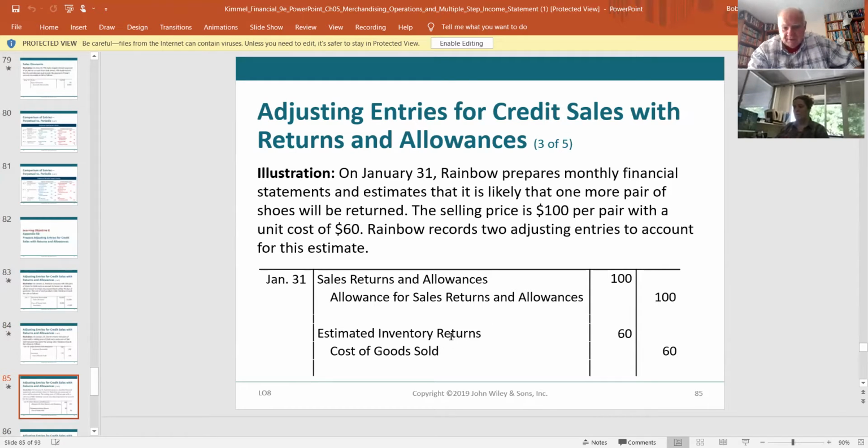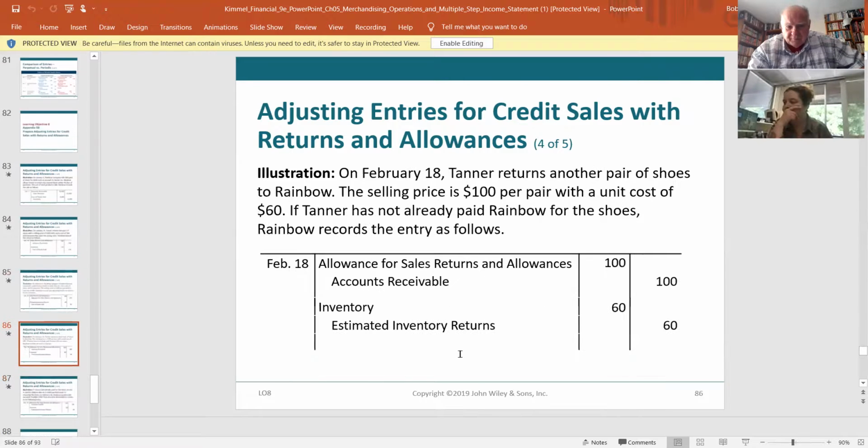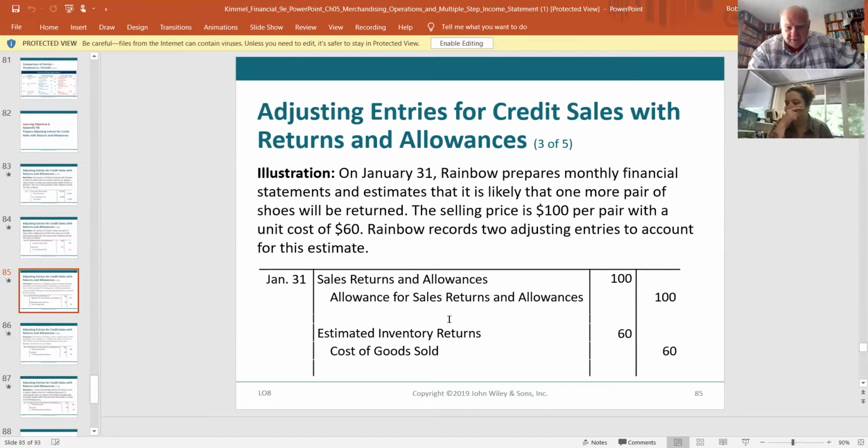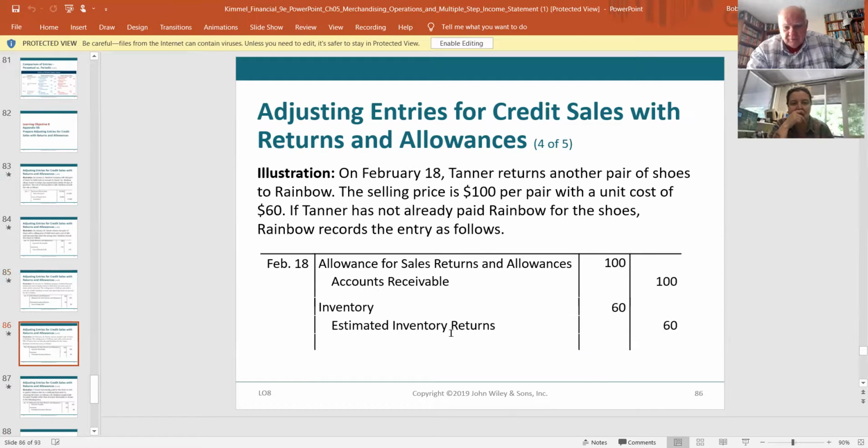Then you have an estimated inventory return of 60K value of the product, the cost, and the cost of goods sold. Then when they return something, we're going to use the allowance to record the return of the sale, and the estimated inventory to record the return of the goods at cost. I'm not sure how much of this will be on the test. I don't think this will be much on the test at all. It's something that you should take a look at just to get an understanding of it.